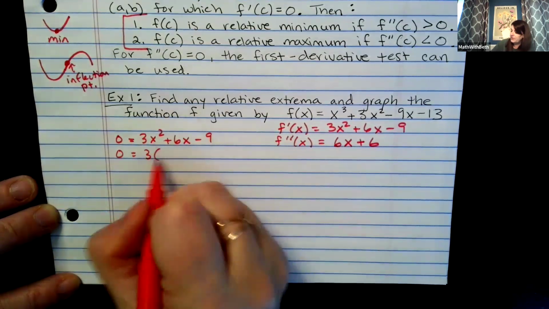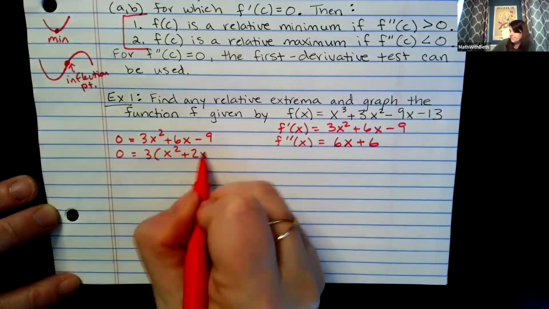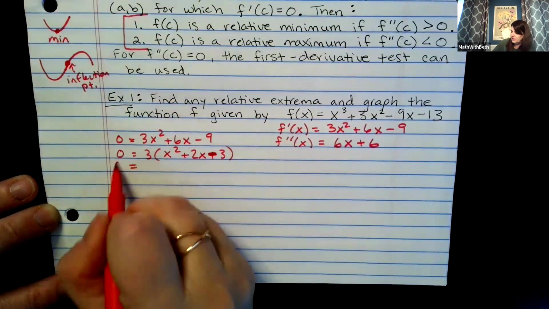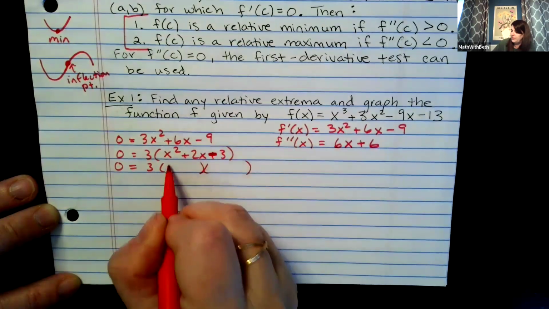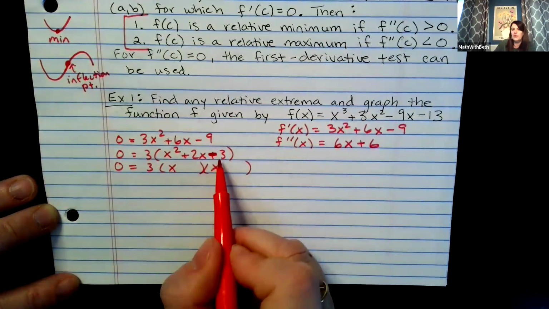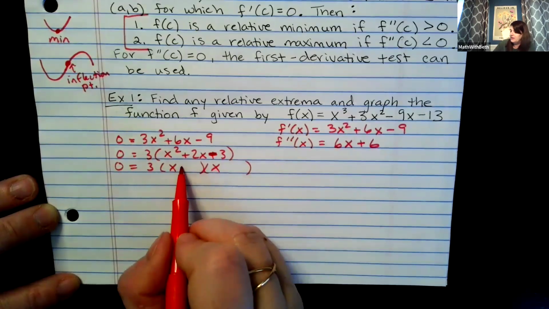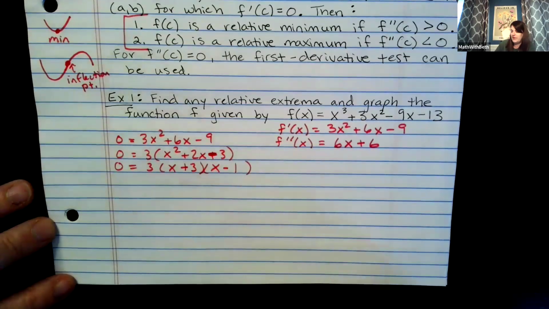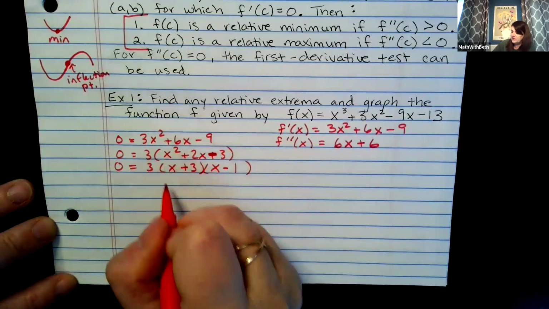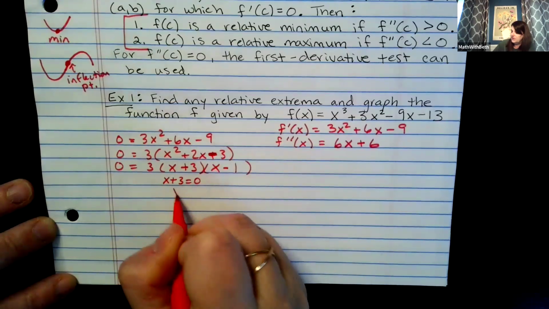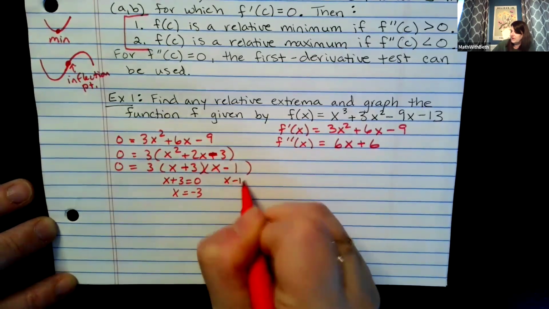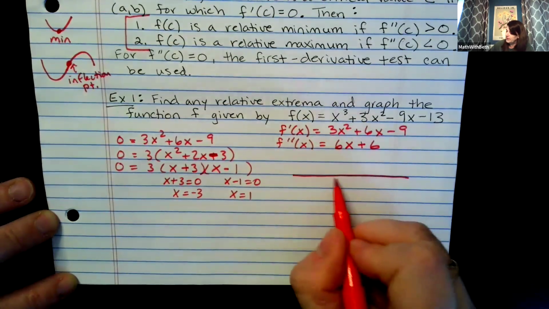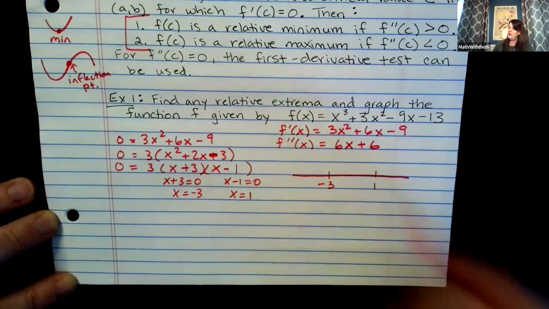First I can take out a 3. And then I could factor a little more by breaking up the trinomial, finding two numbers that multiply to -3 but add to +2. Now I can set each factor equal to 0. 3 equaling 0 makes no sense. If this equals 0, I would get -3 as my solution, and here I would get 1. So my critical points are -3 and 1.